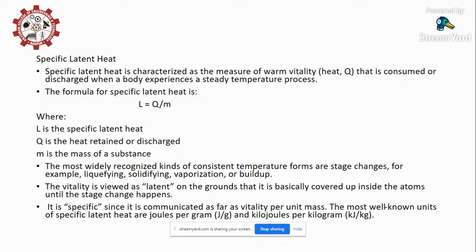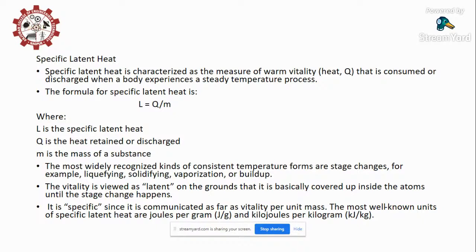The most widely recognized kind of constant temperature processes are the phase changes. For example, we have been using the words solidifying, vaporization, liquefying, and so on and so forth. The word latent basically means hidden inside the atom until the phase changes from one to another. For example, when I use the word vaporization, it means the molecules were earlier in liquid state, and now they have been moving into the gaseous state.